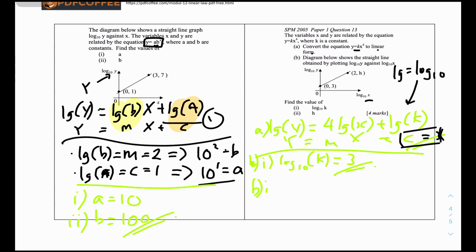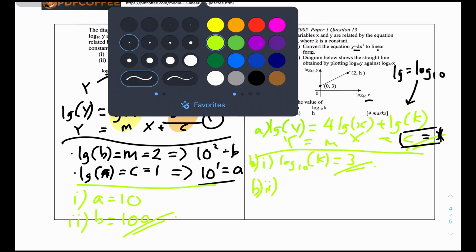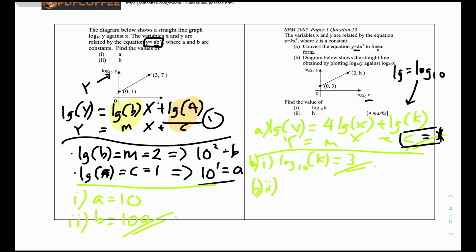And for bii, number 2, find the value of h. It's a bit more complicated because maybe you're not sure what to do. But you can see here, we already have the value for the gradient, which is basically 4. When we have the gradient, we know that we need 2 points together to form the gradient, right? We have 2 points right here with an unknown, and the unknown is the one we're trying to find. So the gradient is 4, which, using these 2 coordinates, is h minus 3 over 2 minus 0.